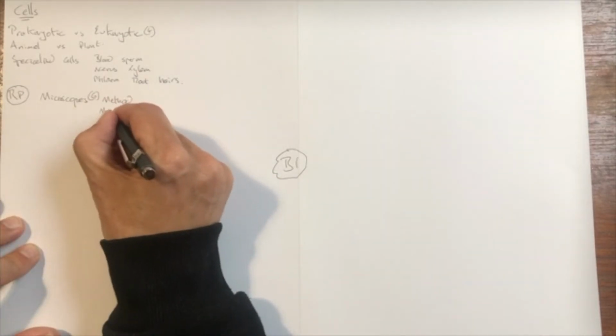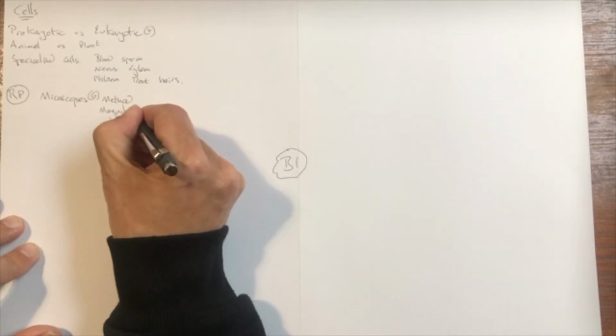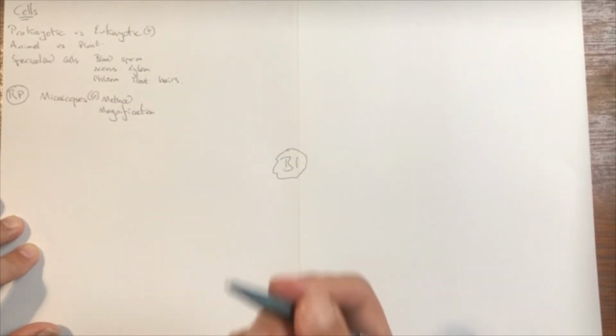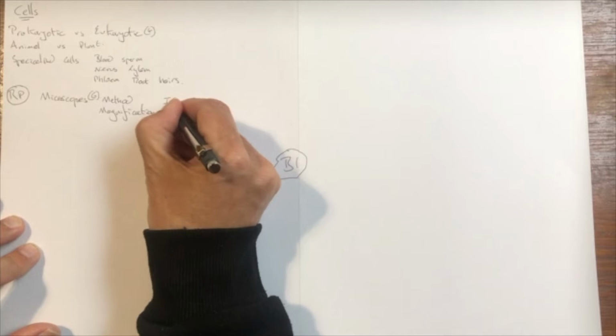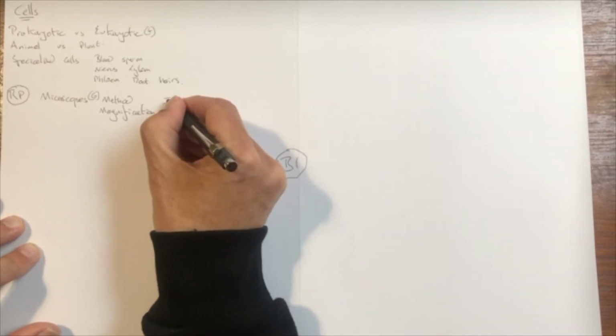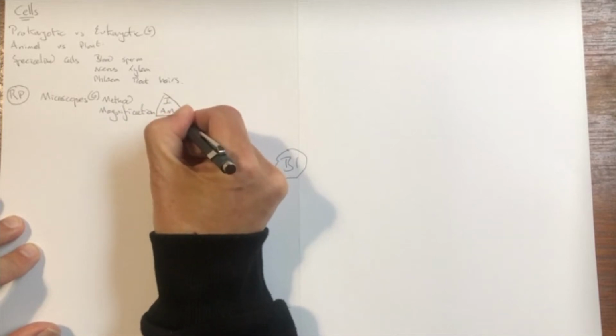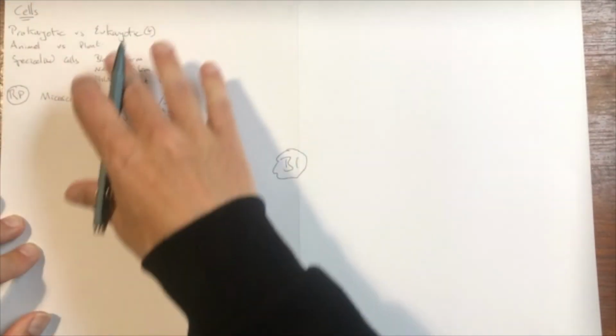The other thing you have to do is you have to be able to work out magnification. Now, they give you the equation, but what they never do is rearrange it. So always learn it as I am: Image, Actual, and Magnification, because that is going to allow you to rearrange it. So that's the whole of cells.